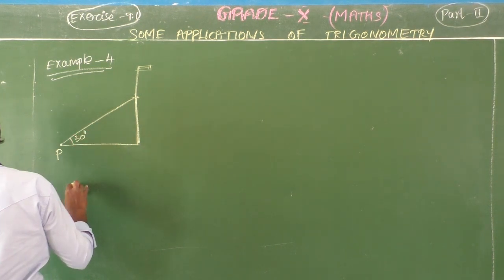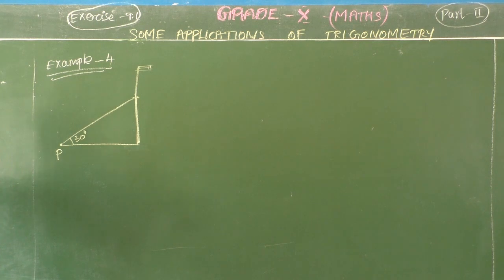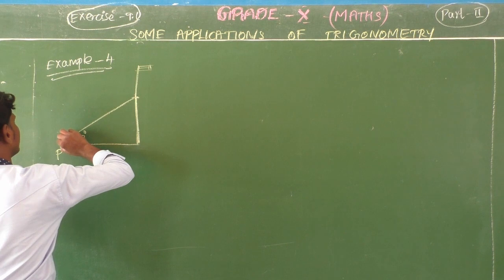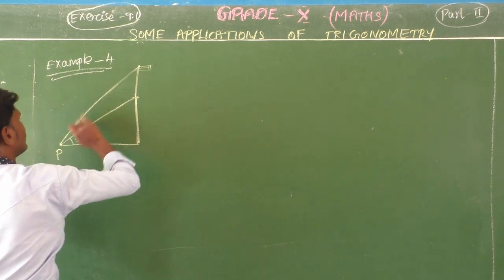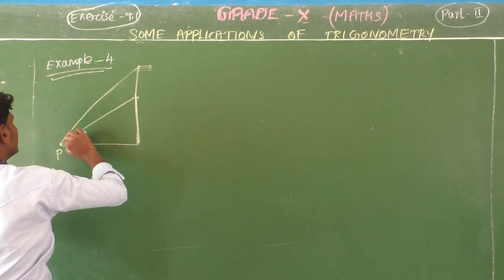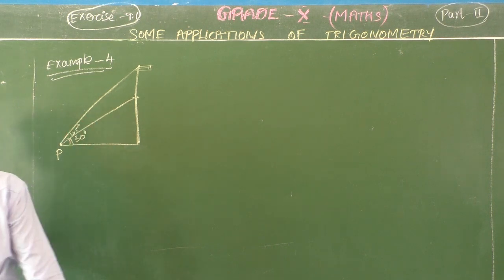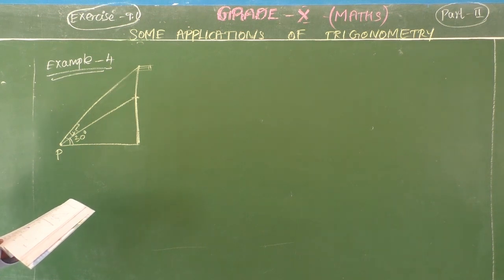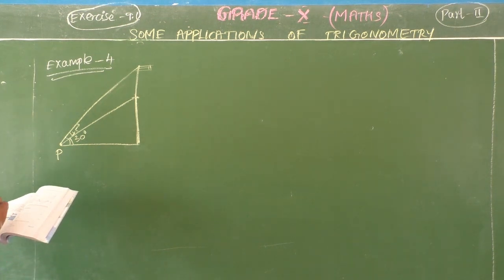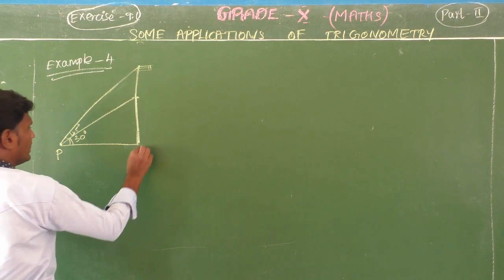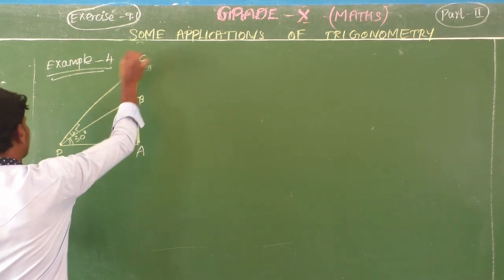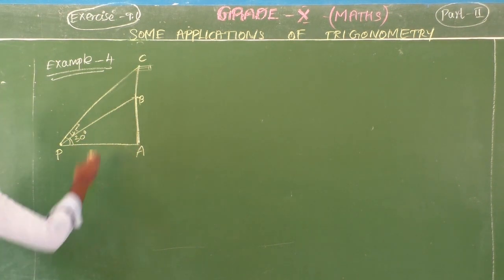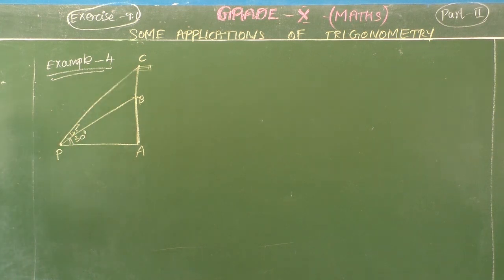A flag is hoisted at the top of the building and the angle of elevation of the top of the flagstaff is totally 45 degrees. Now you know the value of AB we are taking. See, this is P, this is A, this is B, and that one is C. Otherwise in books they are given D. Whichever you have to take, it's not a problem.